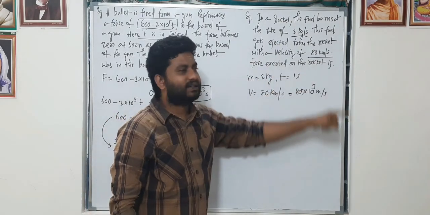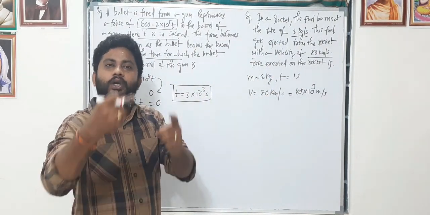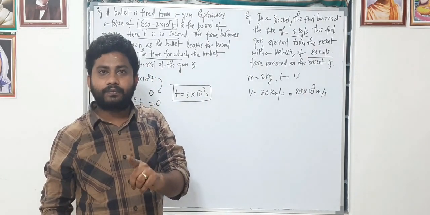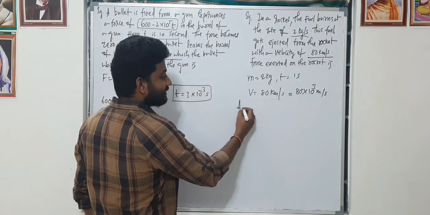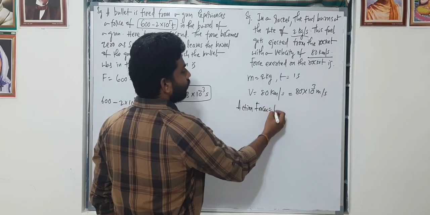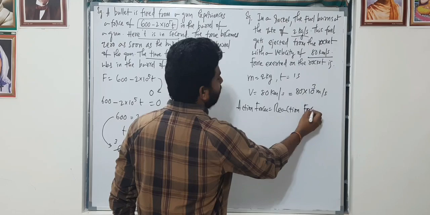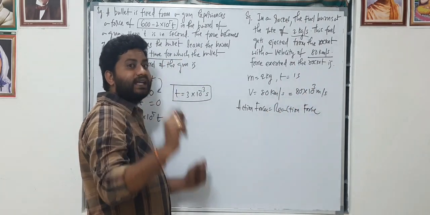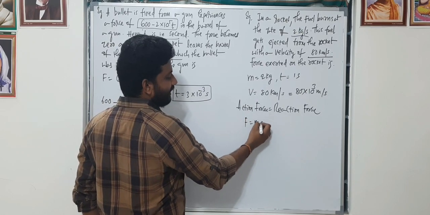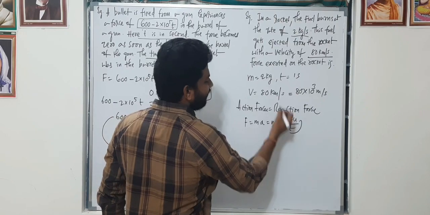Find the force exerted on the rocket. Force exerted on the rocket is equal to force exerted on the gas. Yes or no? As action force is equal to reaction force according to the third law of motion. So what I can write here, carefully go through that. F is equal to ma, which is equal to m into (v minus u) by t.